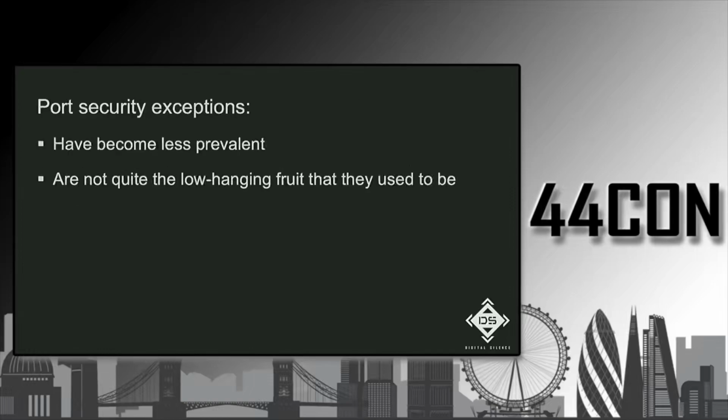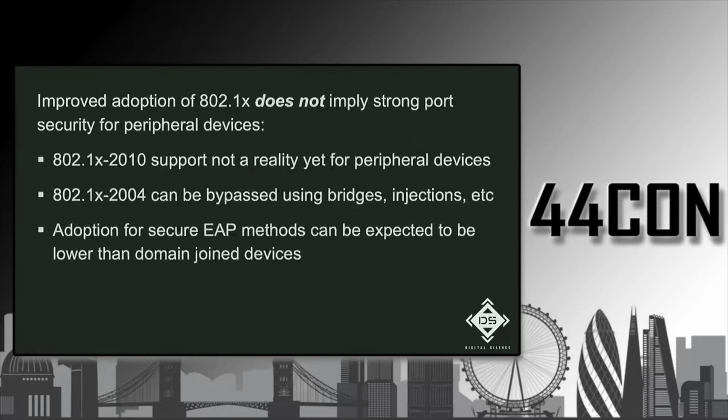Which sounds like a good thing, because it is making these port security exceptions less prevalent, and it's really becoming not quite the low-hanging fruit that it used to be, and this is only getting better. Except that improved adoption of 802.1x did not necessarily imply strong port security for peripheral devices, for a couple of reasons. The first reason, and I can't really fault them for this, is that 802.1x 2010 support is not really a reality yet for peripheral devices. It's only just starting to take off with everything else.